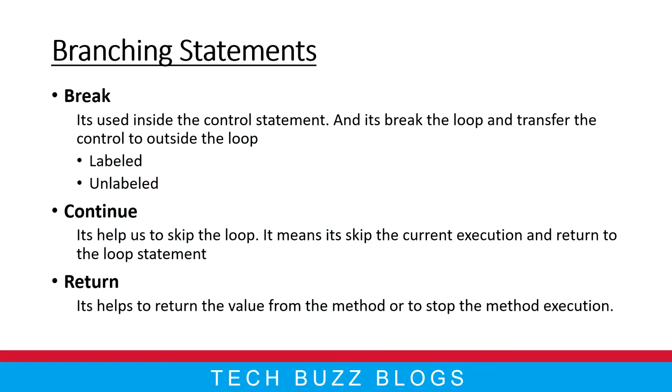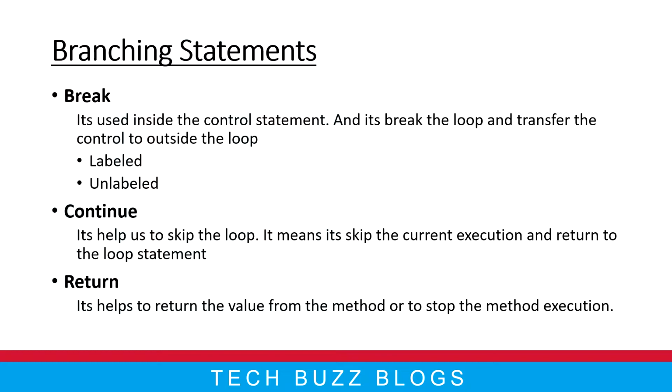Again, what is return? Return is nothing but when you want to stop. Maybe you have a method which has 10 lines of code. If you want to stop the method at the 5th line itself, or if you want to return some value at the 5th line and come out of the method, basically you can go for a return statement. So this is the difference between these three. These are all the branching statements.